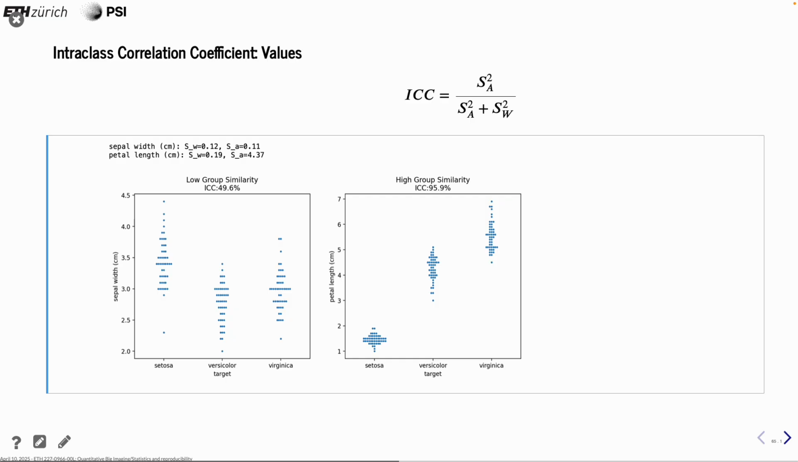And let's compute this for different cases. We have the low group similarity for the sepal width, and you can see it's not so separated. Then we get about 50% ICC. And in the case of the petal length, you have 96% ICC, and it's also telling us that we have a much greater separability between these classes.